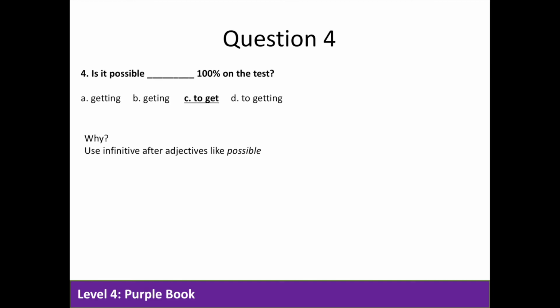Question 4. Is it possible blank 100% on the test? Again, here we have the adjective possible, so we can use the infinitive. So C, to get, is the correct answer.